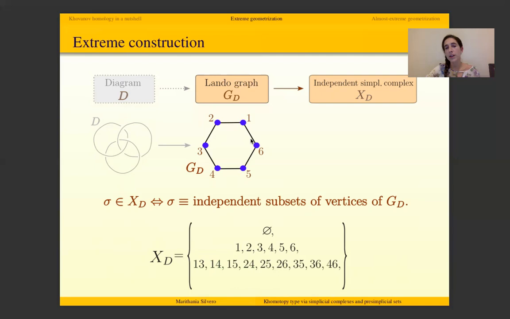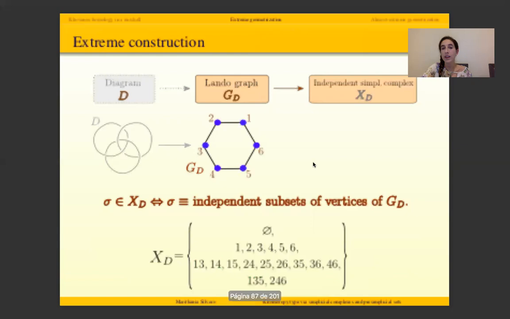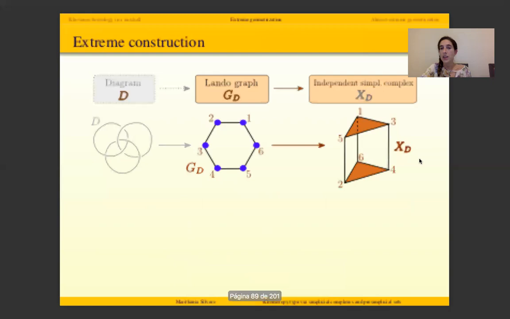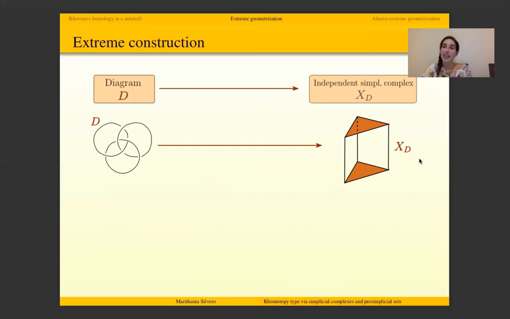And now the simplices of dimension 2 are going to be triples of vertices in such a way that they are not neighbors, that they are not adjacent. So in this case, we just have 1, 3, 5, and 2, 4, 6. And that's it, because we cannot pick 4 vertices in this hexagon in such a way that they are not adjacent. So this is the independent simplicial complex associated to this graph. And if you consider the geometric realization of this simplicial complex, you will get something like this, okay? Here you have 1, 3, 5, 2, 4, 6, which are those two triangles, and then you have those additional edges. So what our theorem says is that the extreme Khovanov homology of this link equals the cohomology of this simplicial complex.